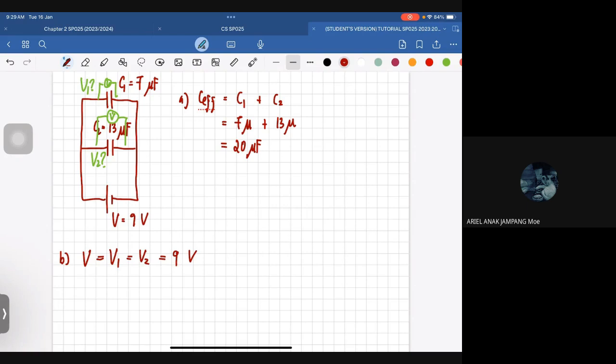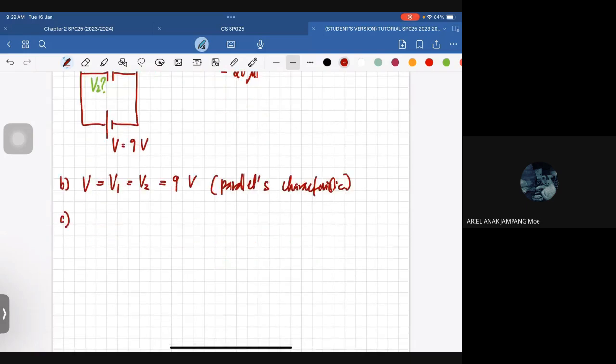So itu dia punya potential difference untuk each capacitor, sebab dorang connected in parallel. So yang ini parallel lah, parallel punya characteristic.